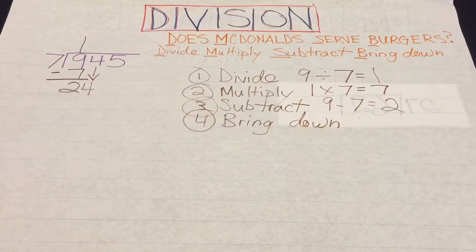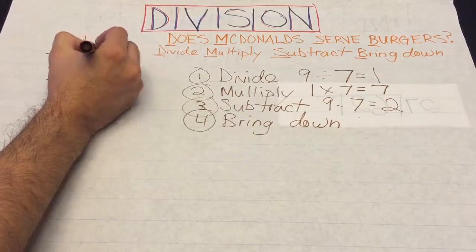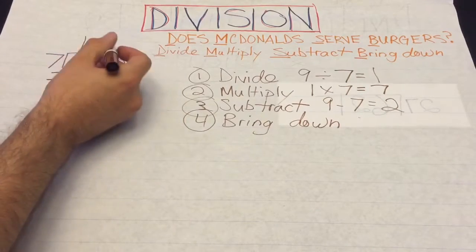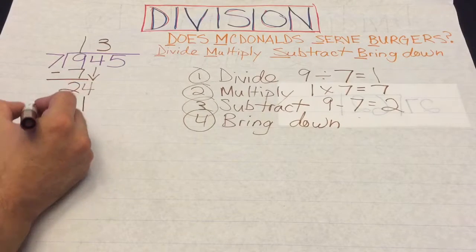7 divided into 24 goes how many times? What can you multiply 7 by to get very close to 24? Well, how about 7 times 3, which equals what? It equals 21. So what we will do is we will now put a 3 above the 4. 3 times 7 equals 21, and now we have a 21 there.